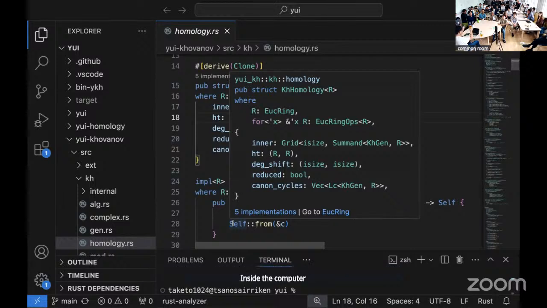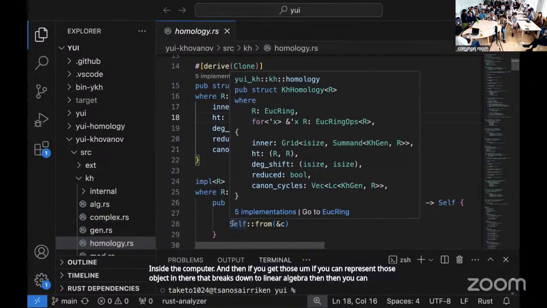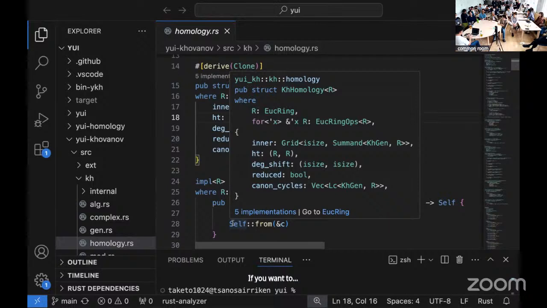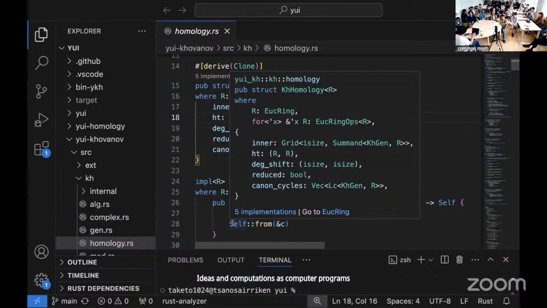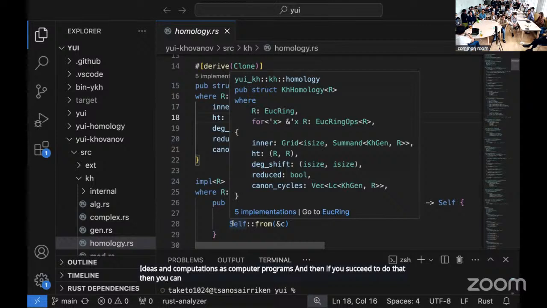And if you can represent those objects in a way that breaks down to linear algebra, then you can do anything you want. If you want to implement a mathematical theory as a computer program, you have to think about how you can express those ideas and computations as programs. Then if you succeed, you can just plug in concrete examples and see the computational results.